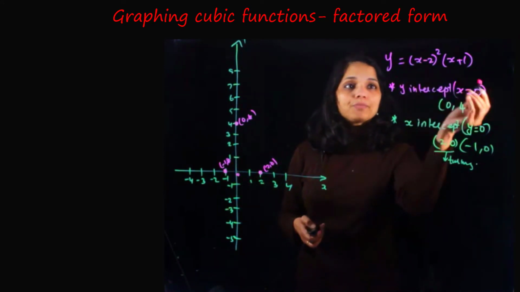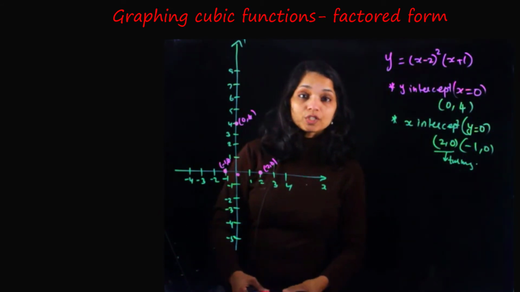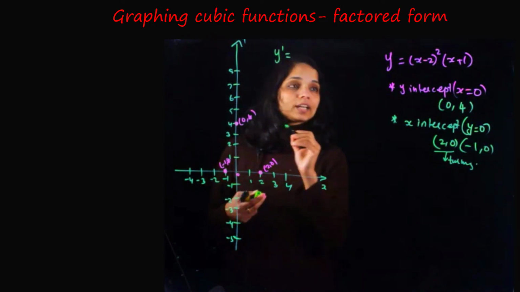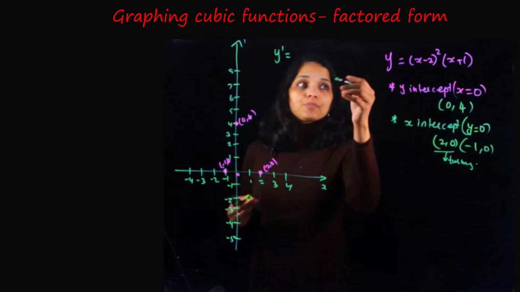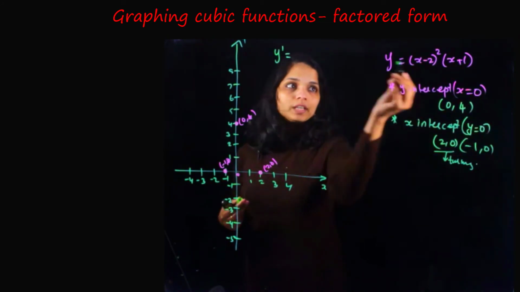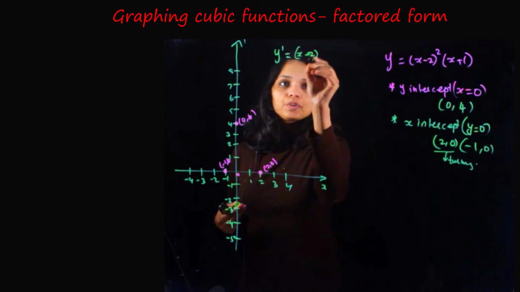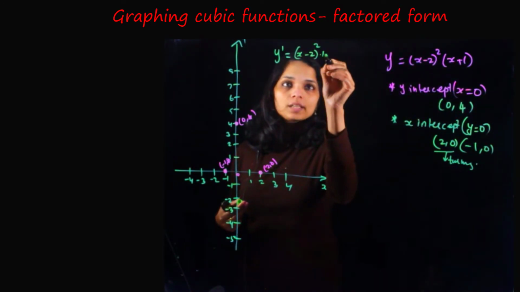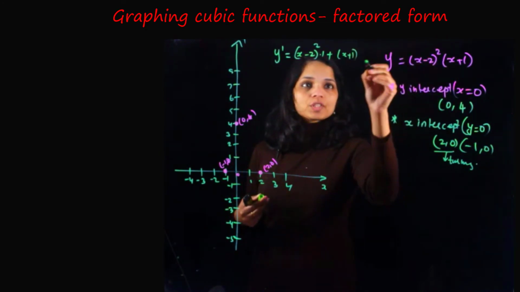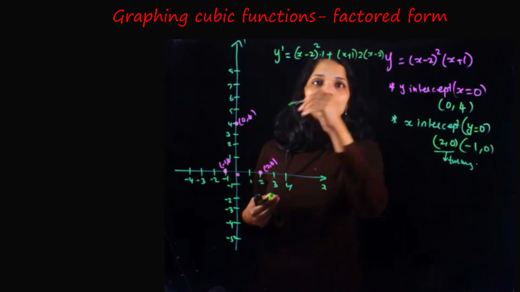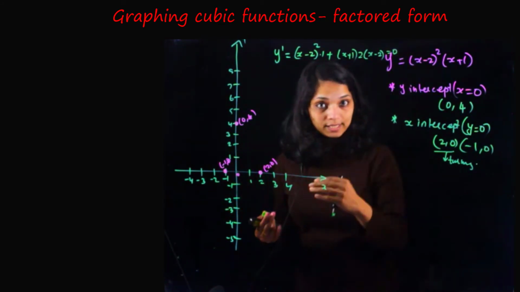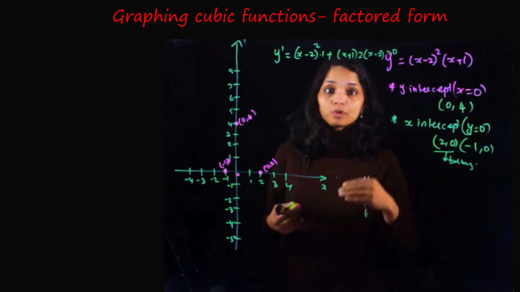Okay, let me find the first derivative of this function. So dy on dx, I'm going to write it as y dash. And we need to apply the product rule: the first times the derivative of the second plus the second times the derivative of the first. So (x minus 2) squared is the first term. The derivative of the second is 1. And then plus the second term, x plus 1, and the derivative of the first, which is 2 times (x minus 2). Okay, so this can be equated to 0 because we're trying to find the turning point or the stationary point.